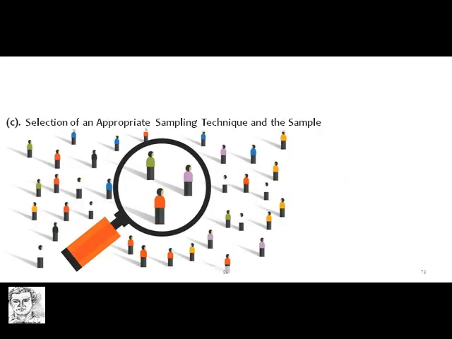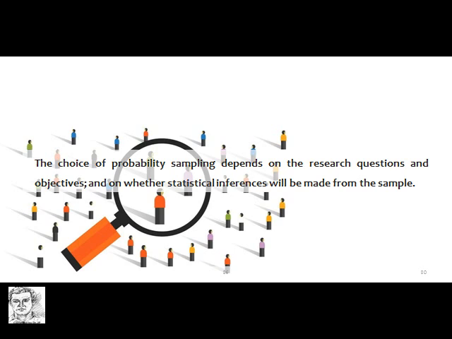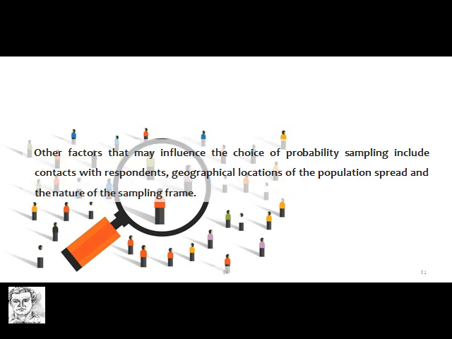Selection of an appropriate sampling technique and the sample. Once the sampling frame and the sample size have been determined, the next step is to select the most appropriate sampling technique to obtain the representative sample. The choice of probability sampling depends on the research questions and objectives, and on whether statistical inferences will be made from the sample. Other factors that may influence the choice of probability sampling include contacts with respondents, geographical locations of the population, spread, and the nature of the sampling frame.